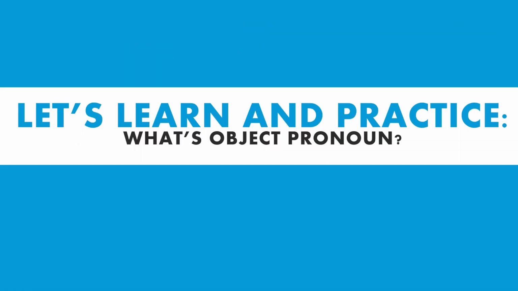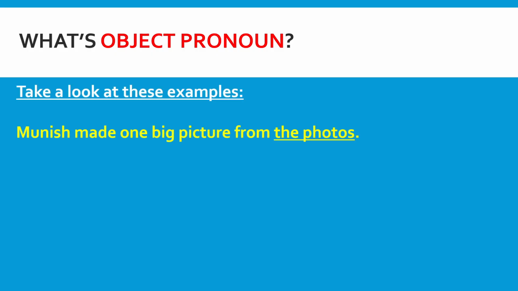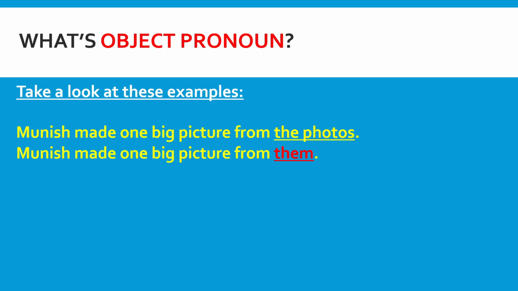Without further ado, let us move on to the first activity of our lesson today, which is to learn and practice what's object pronoun. What's object pronoun? Take a look at this example first. Here, I have one sentence for you. Manish made one big picture from the photos, and it can actually be rewritten as Manish made one big picture from them. Reading the second sentence, we know that the word them refers to the photos. Therefore, the word them here represents the photos.